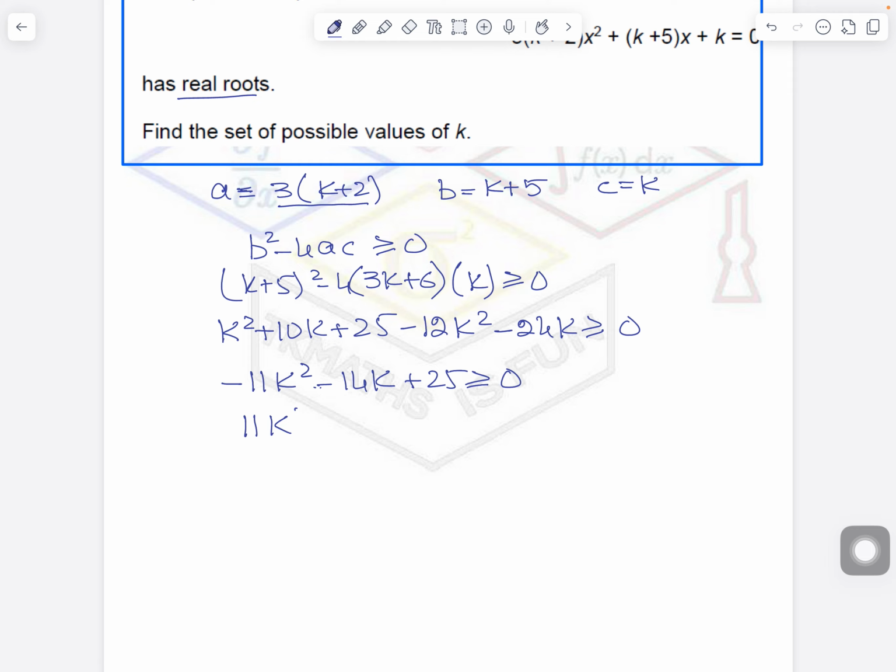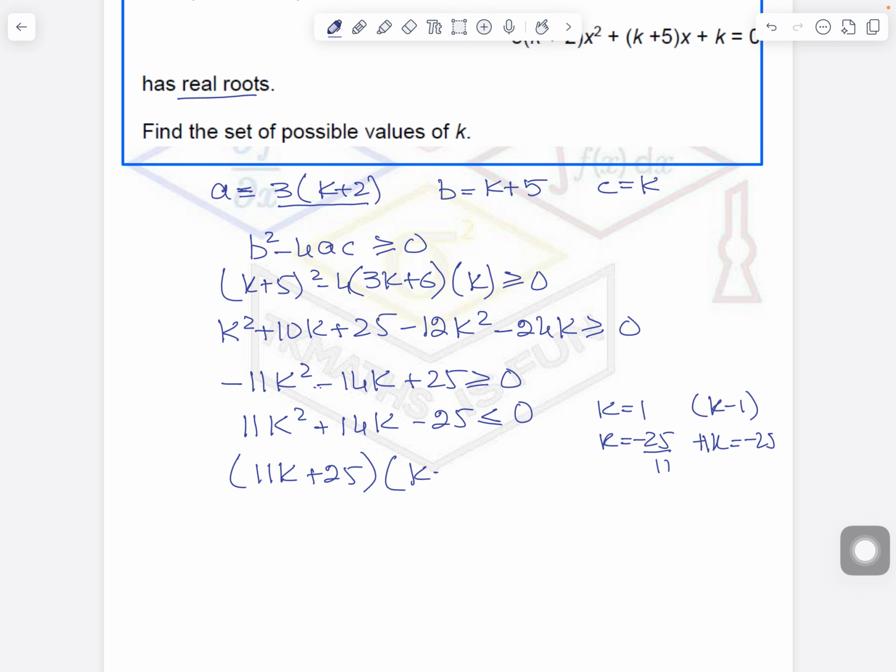And you know, whenever you multiply or divide by a negative number, the sign of the inequality reverses. So that's why I'm changing the sign. After that, you use the calculator. It will give you the values of k: 1 and minus 25 over 11. You can change it into factors. One is 11k plus 25, and another factor is k minus 1. You have to show this to get full marks.